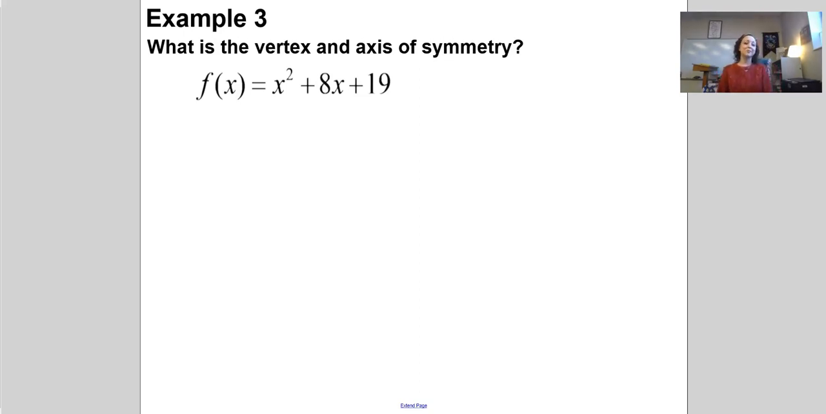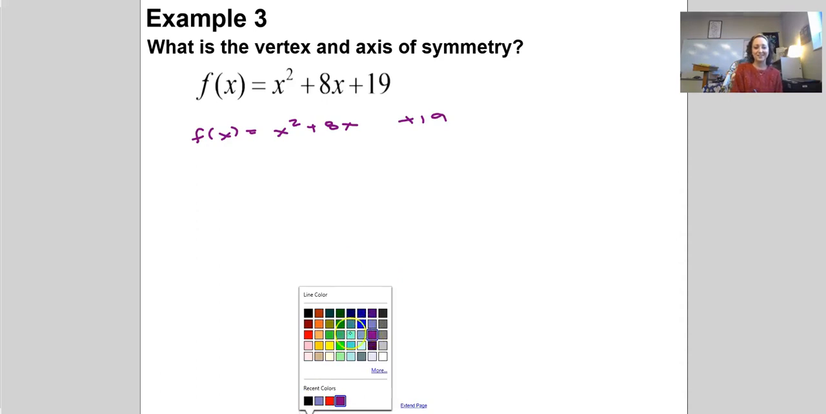All right, we're back. So finding the vertex and axis of symmetry is really straightforward when you are in vertex form, right? But when you're in standard form, it's not quite as easy to spot. So let's see if we can take this function and get it into vertex form so that we can easily identify the vertex and the axis of symmetry. So any ideas here? Okay, what if I rewrite this as f of x equals x squared plus 8x, and then leave a little bit of space and then put the plus 19. Does that ring a bell at all?